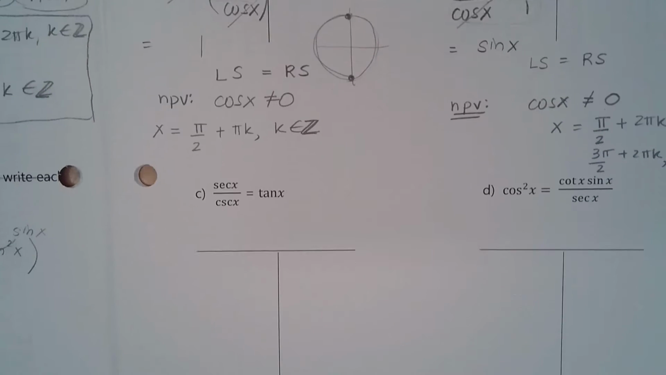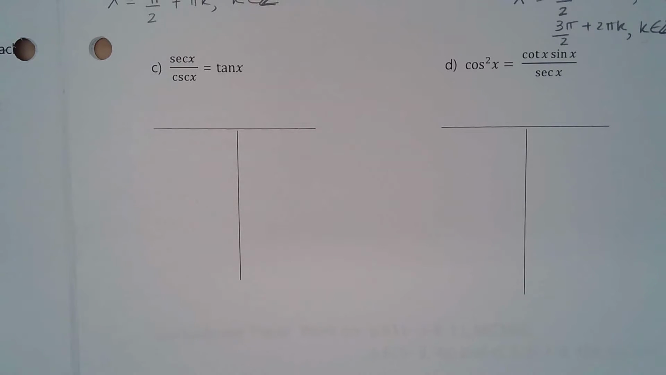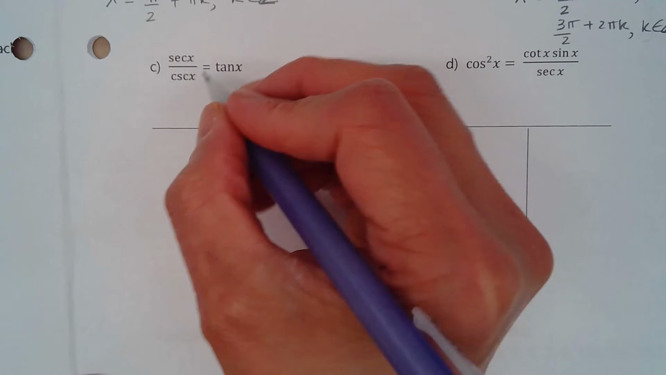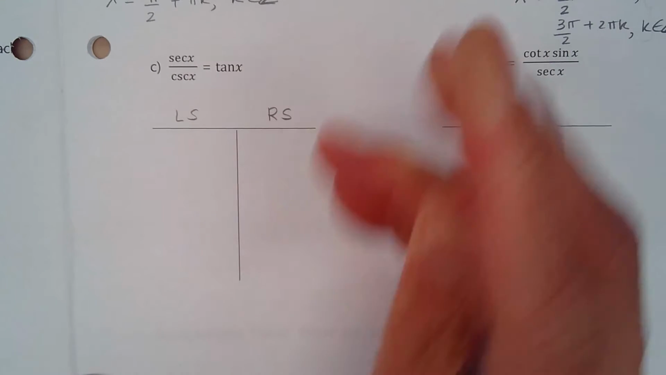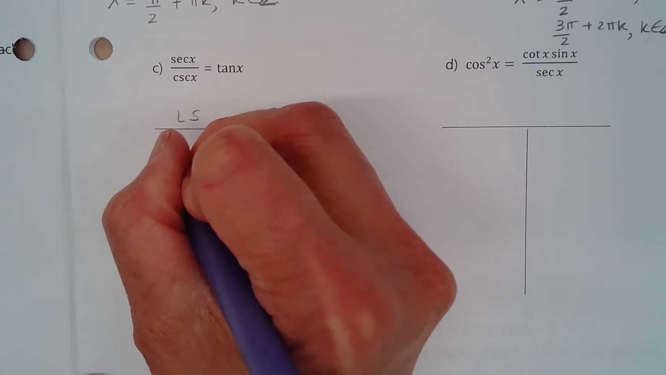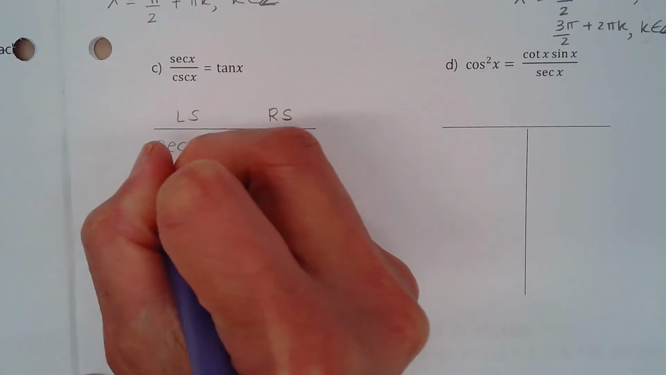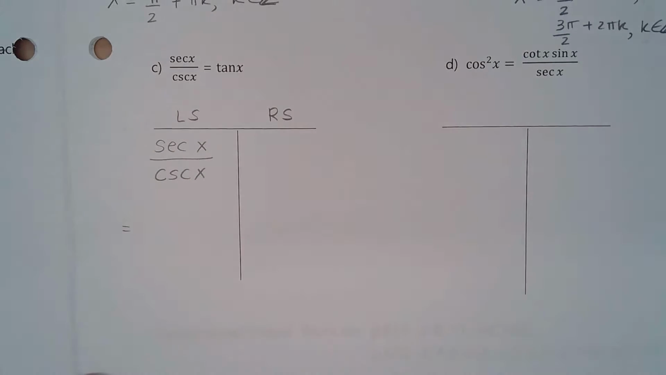Let's take a look at this one. Letter C. We're going to first make the left side show that it's equal to the right side. Okay, so what's your strategy here? Break it down. Break it down, yeah. So secant x divided by cosecant x. How do we break it down?